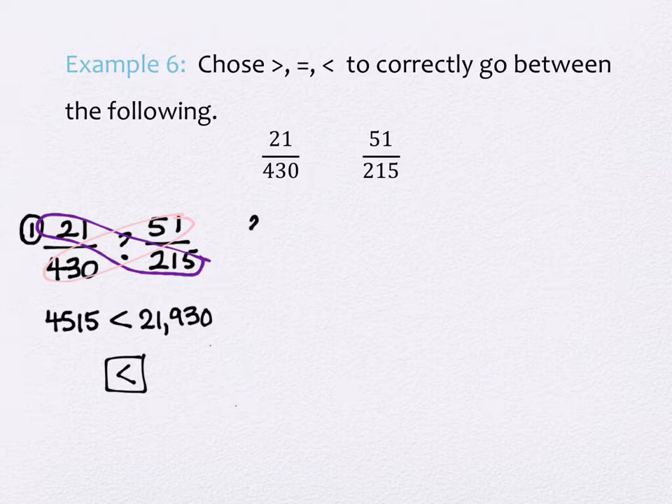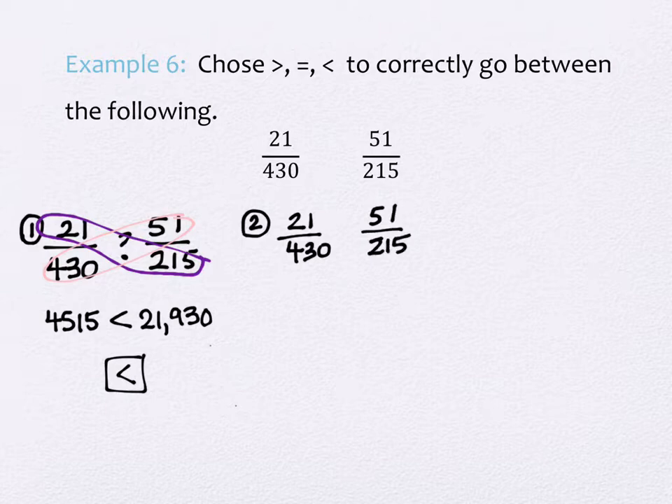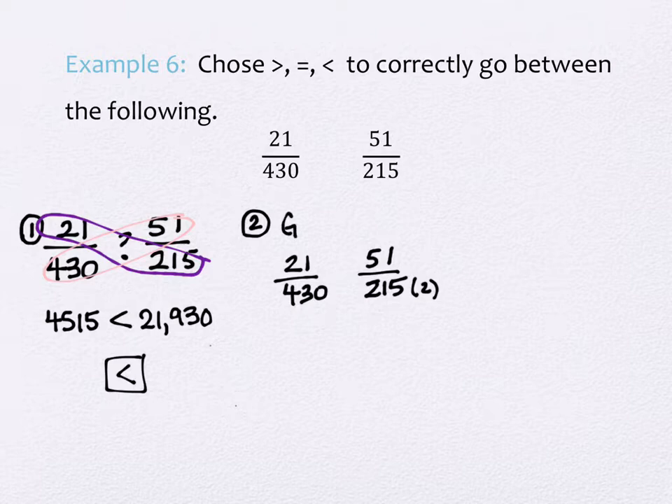But let me talk about some other options of how you might feel or think about this problem to determine what value should go between. On this particular one, you might consider trying to get the same denominator, because 430 and 215, do you see something in common? If I just double the 215, it would be 430, right? So another option here, I'll title it, would be to get a common denominator.